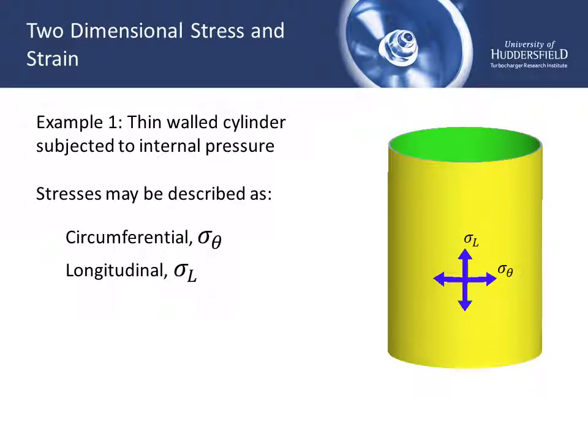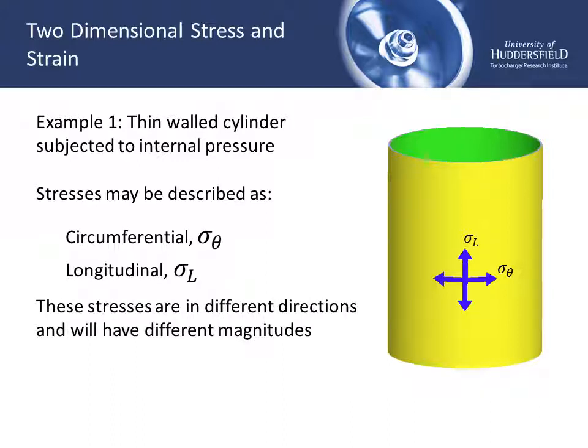Moving on to two-dimensional stress and strain analysis. An example here is a thin-walled cylinder subjected to internal pressure, and the stresses in the wall of that cylinder can be described as circumferential and longitudinal stresses, which are perpendicular to each other at any point in the cylinder wall.